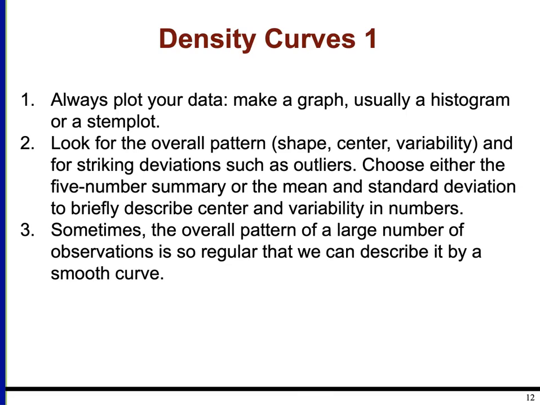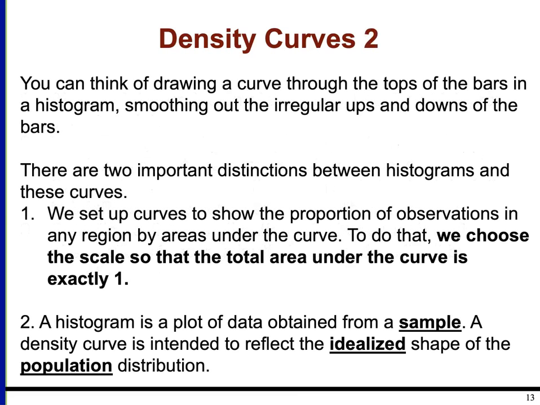We use the mean and the standard deviation when we have a symmetric distribution. We use the 5-number summary when it's skewed or if we have outliers. Now, what we're interested in this section is this third thing, when we have an overall pattern that is so regular that we're able to create one of these smooth curves for it. So these density curves, we can think of as if we were drawing a curve through the tops of the bars in a histogram, smoothing out any of those irregular ups and downs in the bars.